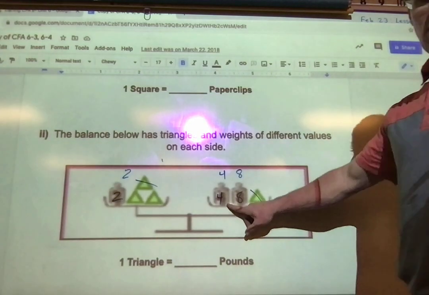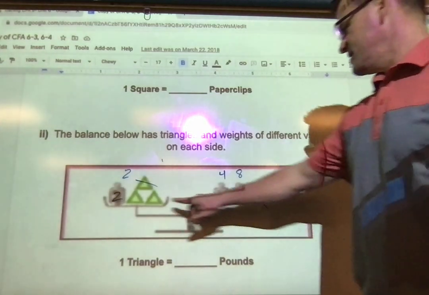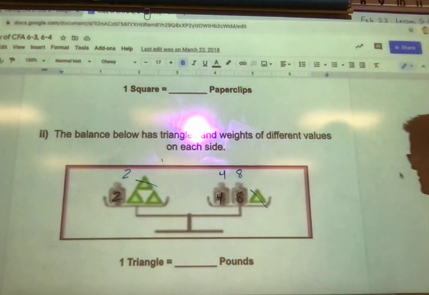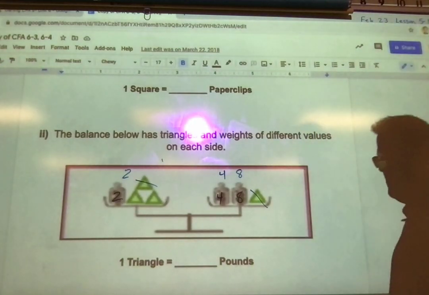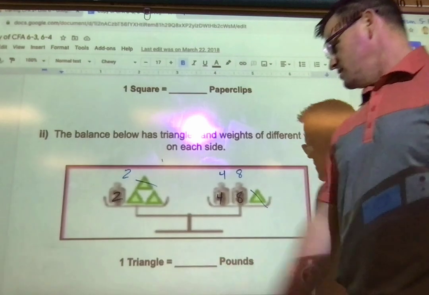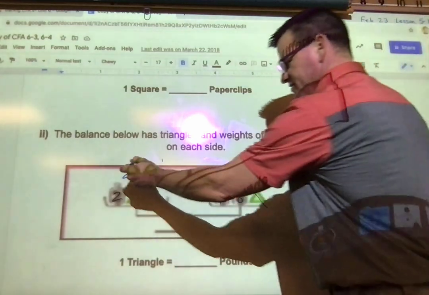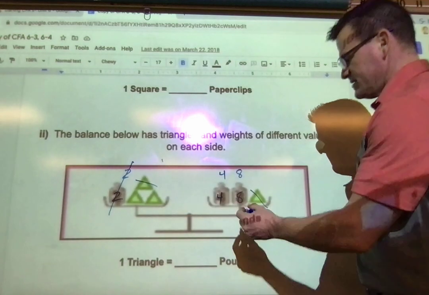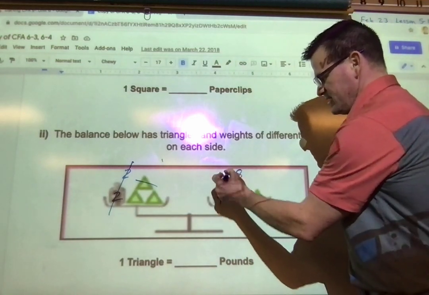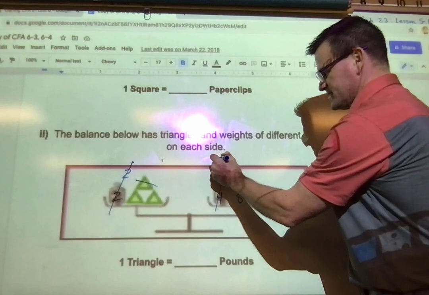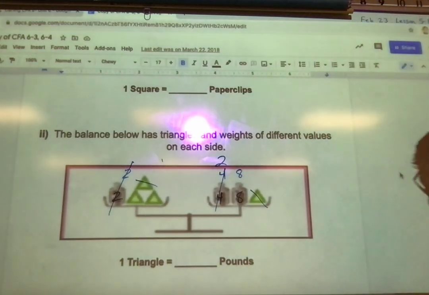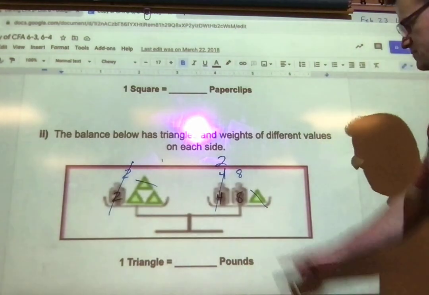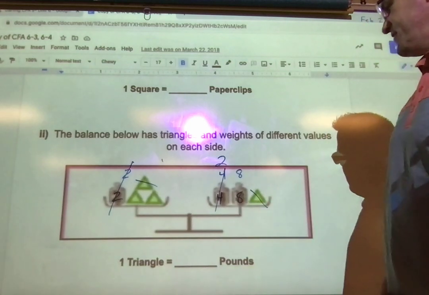So I've still got 12 pounds over here, 4 plus 8, and 2 pounds here. So we're trying to figure out what one triangle equals. Okay, so I'm going to go ahead and take off these 2 pounds here. If I take off 2 pounds on this side, I must take off 2 pounds on this side. So instead of weighing 4 pounds, this weight we could say weighs 2 pounds now is one way to look at it. Okay, because I took 2 pounds off of each side.